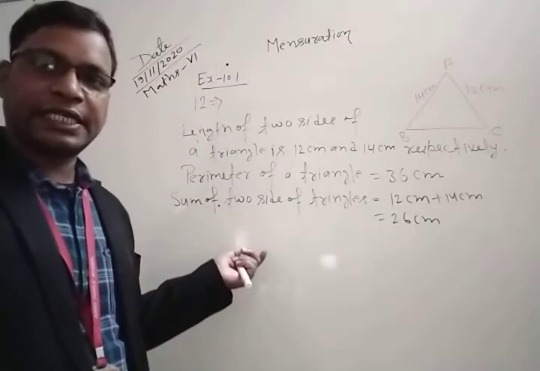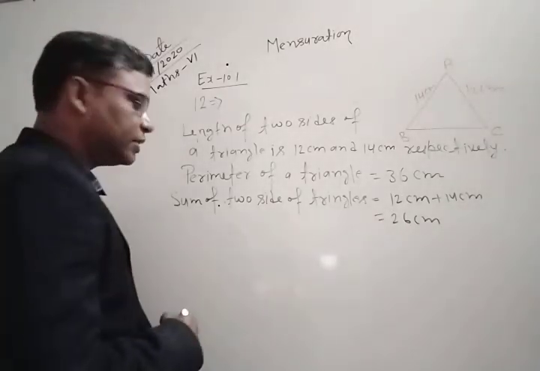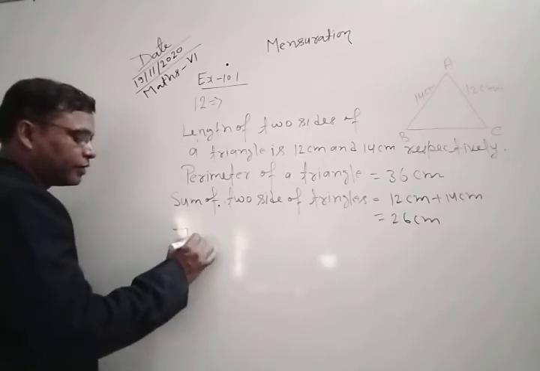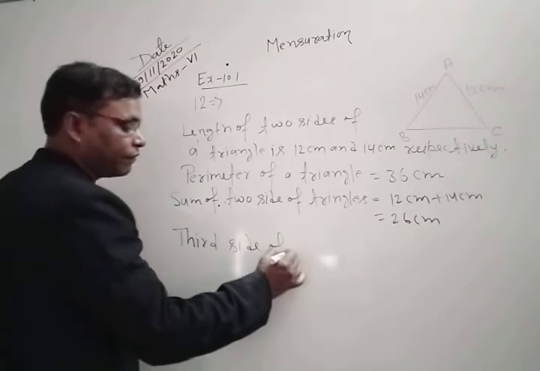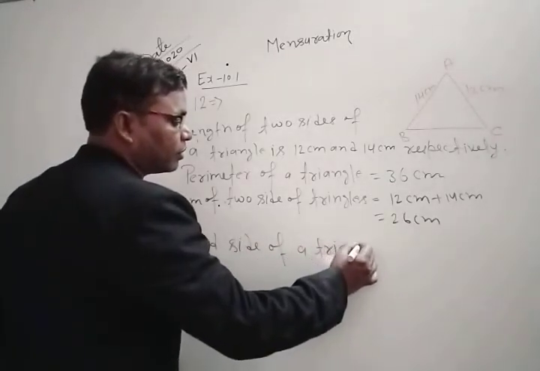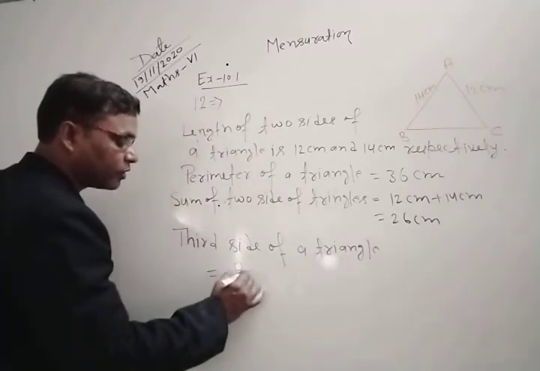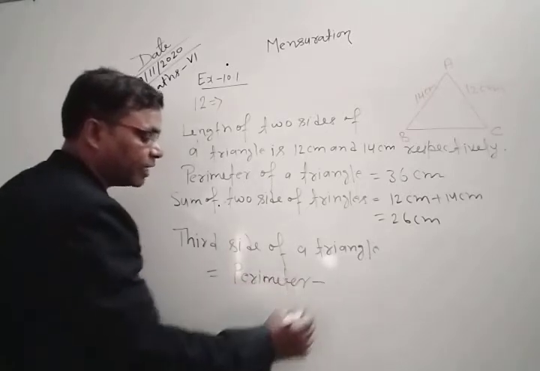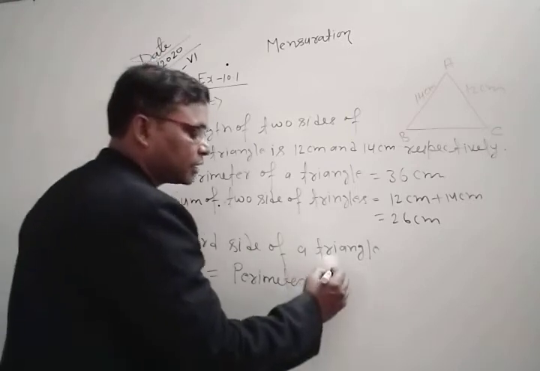Now we need to find the third side. How can you find the third side? The third side of a triangle is equal to the perimeter minus the sum of two sides.